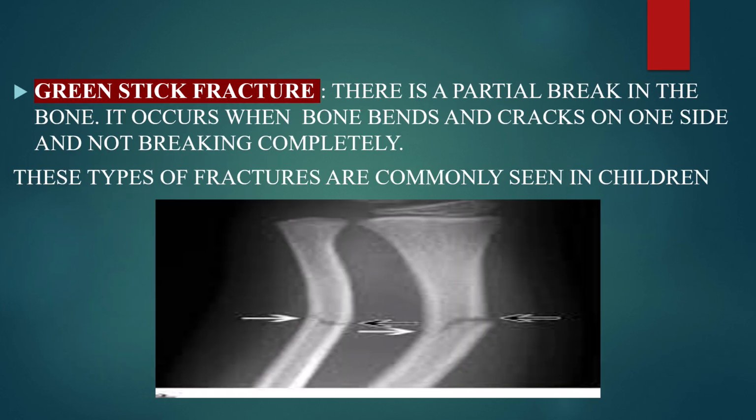Next, we have greenstick fracture. This type of fracture is commonly seen in children. The bone will bend and crack on one side, leaving the other side intact. It is a type of incomplete fracture. It is most commonly seen in children because the bone of a child has a large quantity of collagen, which makes it softer and easy to break. In this picture, you can see how a greenstick fracture looks.